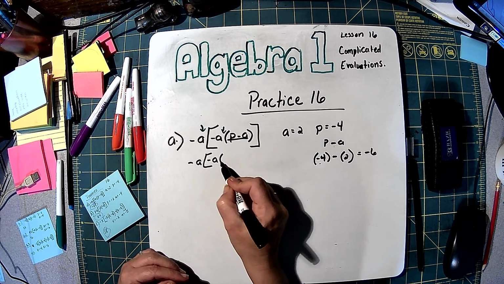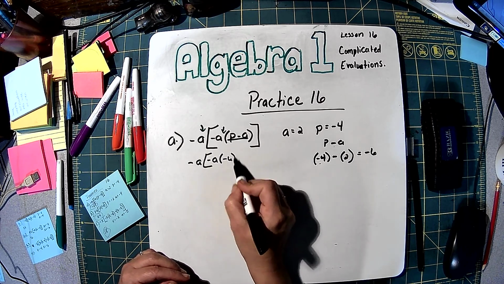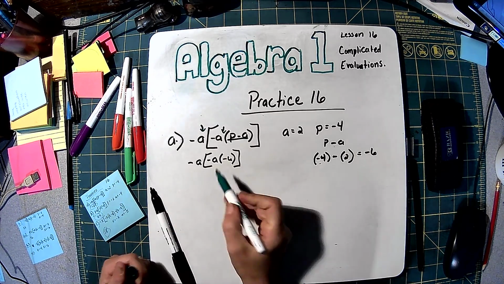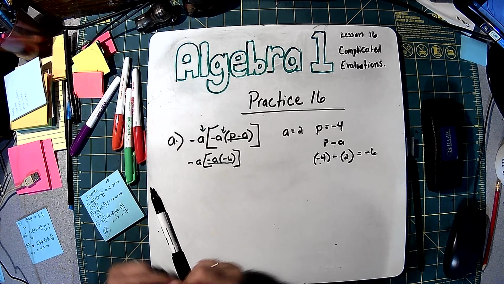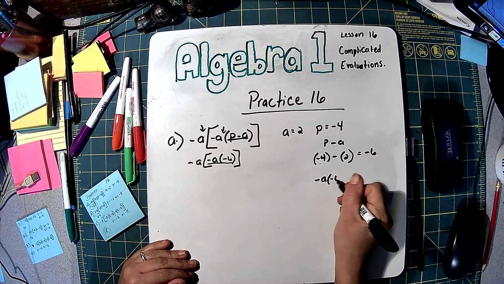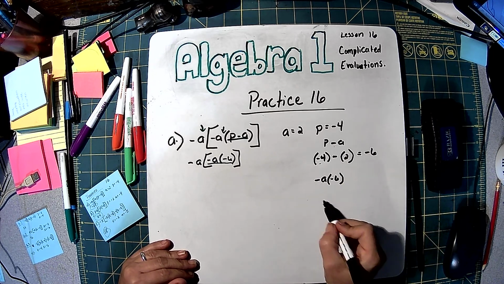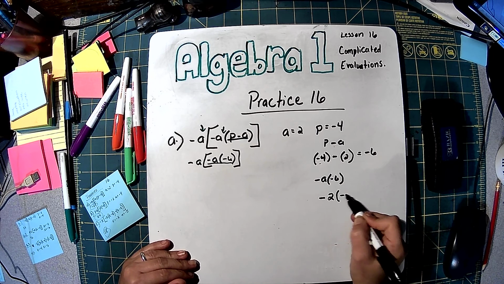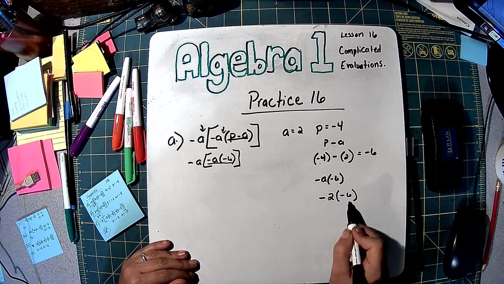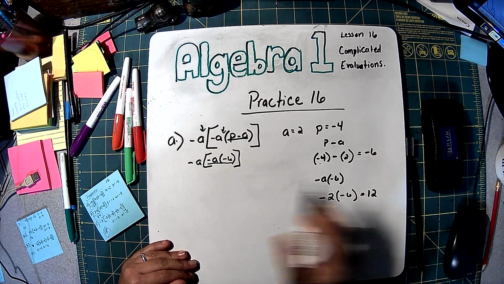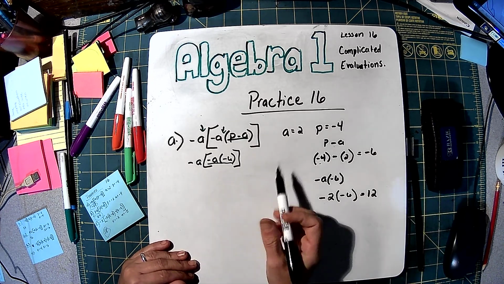Negative A times negative 6, and then close my parentheses. So now the next thing I'm going to need to do is negative A times negative 6. Negative A would be negative 2 times negative 6. 6 times 2 is 12, and negative times a negative makes a positive, so it's positive 12. So everything inside the brackets is positive 12.